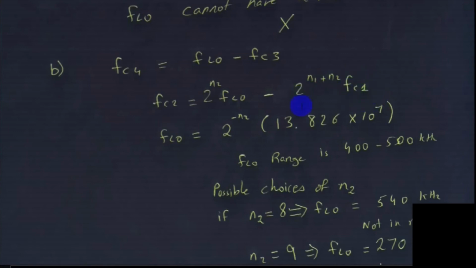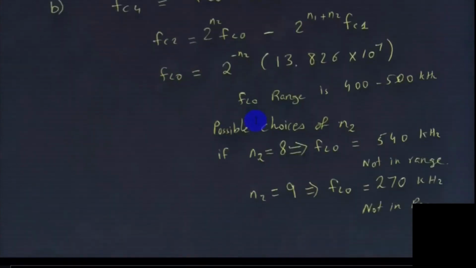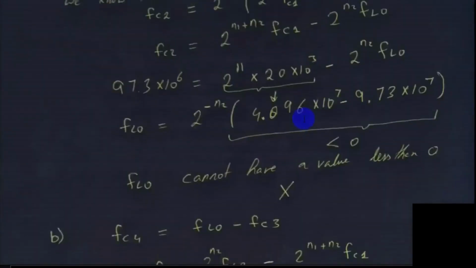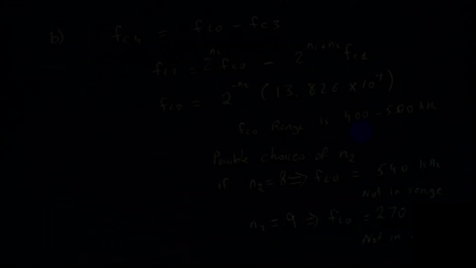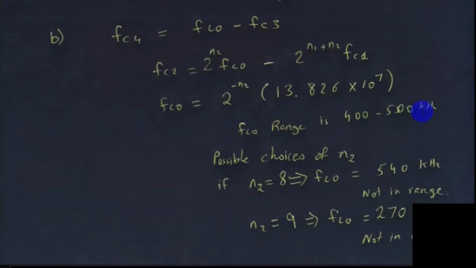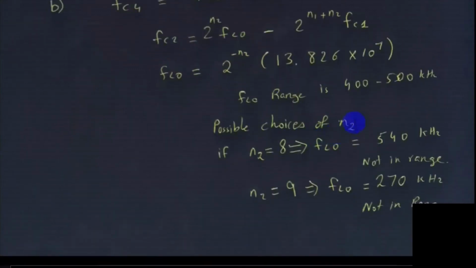So you simplify this and you will eventually get 13.826 into 10 raised to power 7, and this N2 would be appearing over here in terms of minus N2, right? So in the question it is stated that the local oscillator should be in the range of 400 kilohertz to 500 kilohertz. FLO should be in the range of 400 kilohertz to 500 kilohertz. So the possible choices are that you set this N2 over here to be 8.